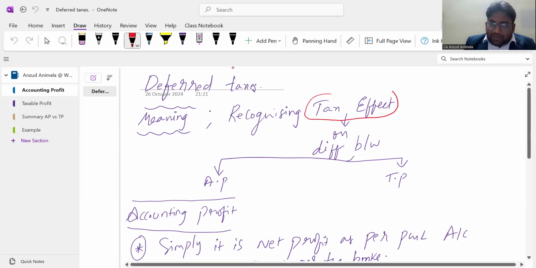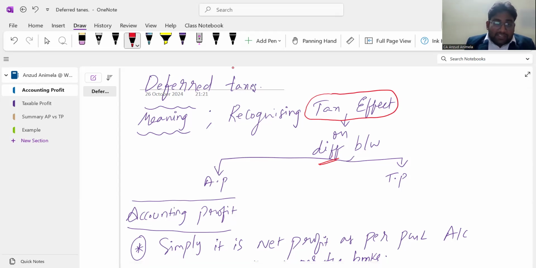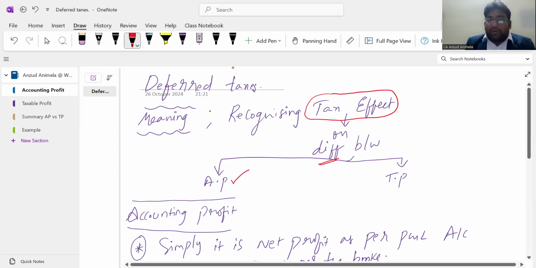Recognizing the tax effect on differences. That means only on differences it recognizes the tax effect. On whose differences? The differences between accounting profit and taxable profit. Accounting profit is also called accounting income, and taxable profit is also called taxable income.